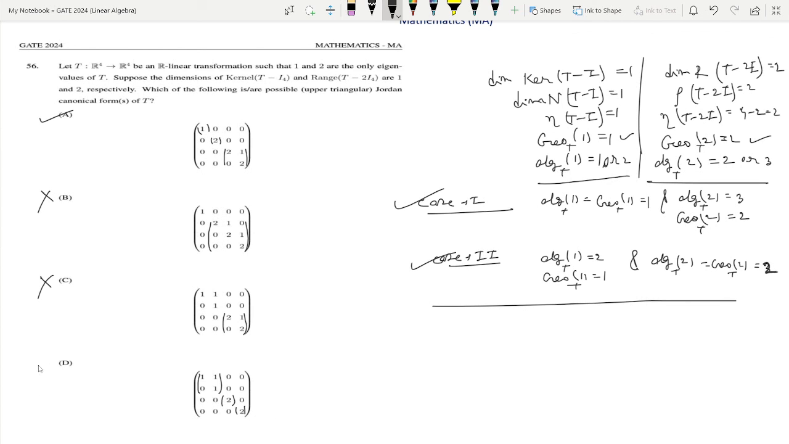So option D can be a possible Jordan canonical form of T. For case 1, A is the possible Jordan canonical form of T, and for case 2, D is the possible Jordan canonical form of T. So options B and C cannot be true here, and options A and D are the correct options. This is the solution of this problem.